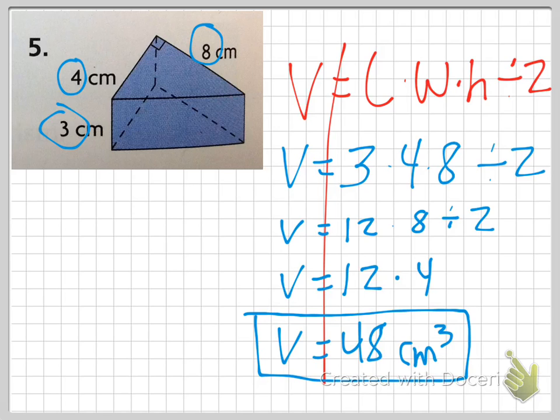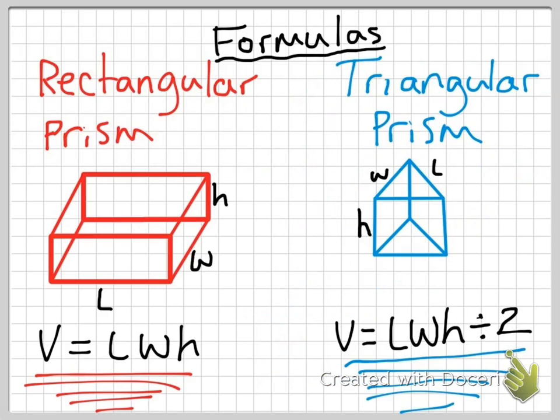All right, so it's pretty simple as long as you follow the steps for solving a formula. Write the formula down, plug in the known information, then solve. So let's look at the formulas one more time. Make sure you've got this. A rectangular prism looks like that. It's got a rectangle, okay? Triangular prism has a triangle, 3-dimensional. The rectangular prism, you're going to multiply all 3 numbers. Triangular prism, you're going to multiply all 3 numbers and then divide by 2, just like finding the area for a triangle.